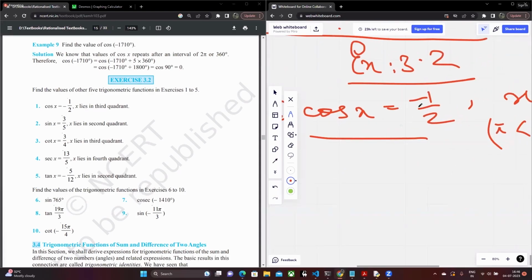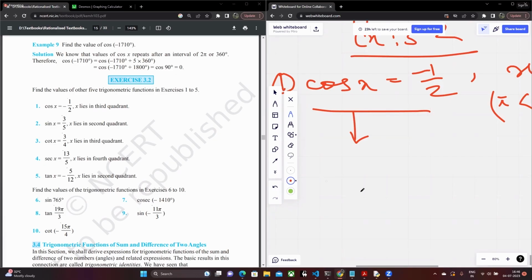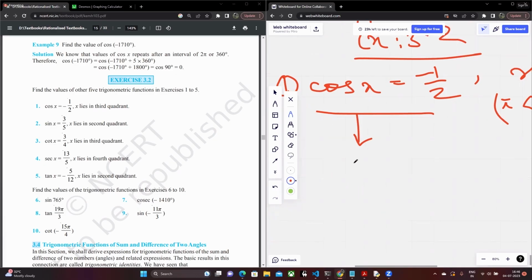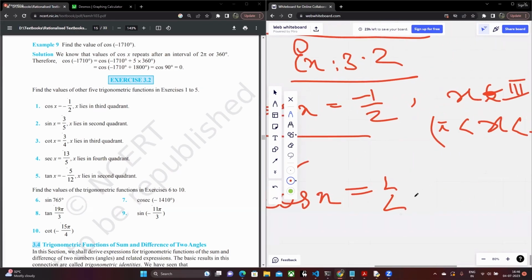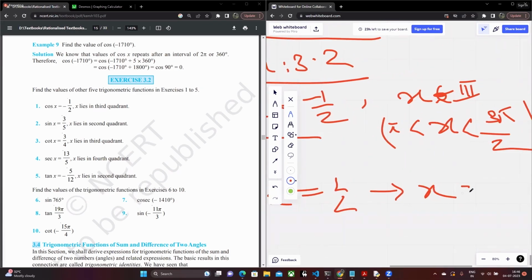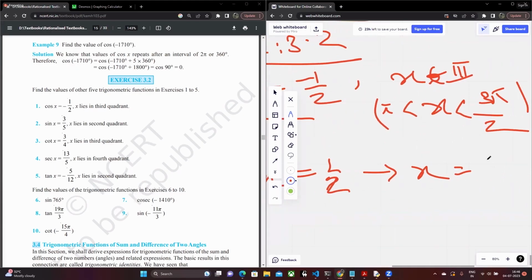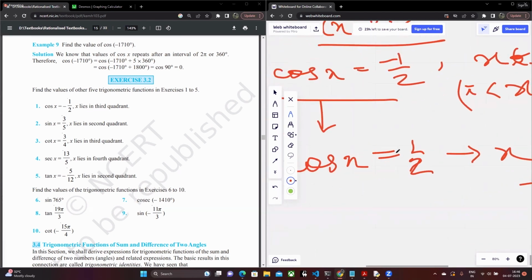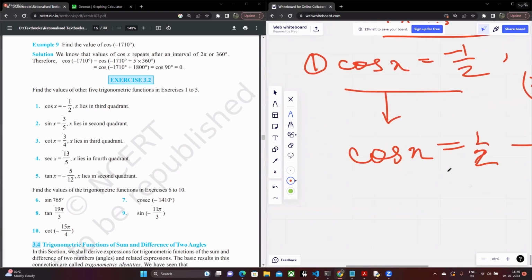Since cos x is minus 1 by 2, the value of x for which cos x is 1 by 2 is going to be in the first quadrant, that is x is equal to pi by 3. Because for cos 60 you have 1 by 2. Sin 30 is half, cos 60 is half, so x is pi by 3.